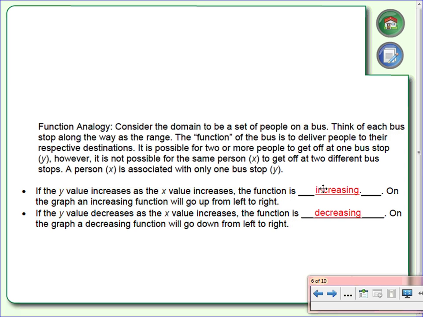Domain. X value. Range. Y value. Relation. Set of ordered pairs. Discrete.